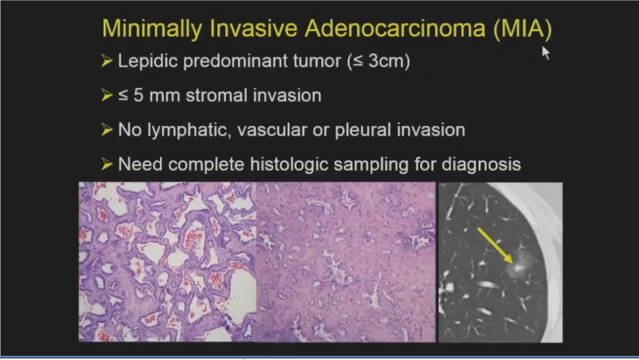Minimally invasive adenocarcinoma is that group that also has a predominant lipidic pattern, but now there is a focal area of stromal invasion measuring up to 5 millimeters. And there is no lymphatic, vascular, or pleural invasion, so it's still an excellent prognosis. On CT, the ground glass corresponds to the lipidic pattern, whereas the solid component corresponds to the stromal invasion. And again, for this diagnosis, we need complete evaluation of the lesion on histology.